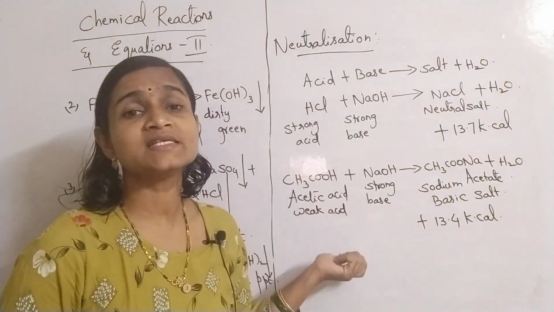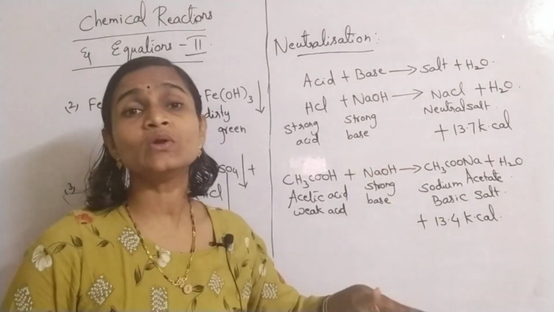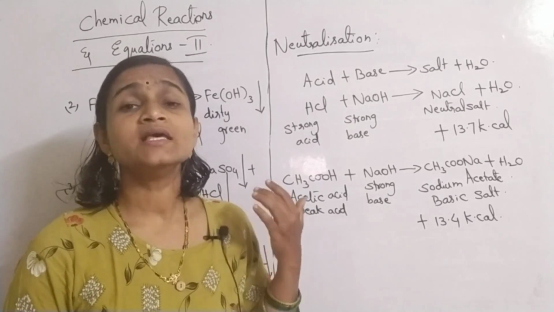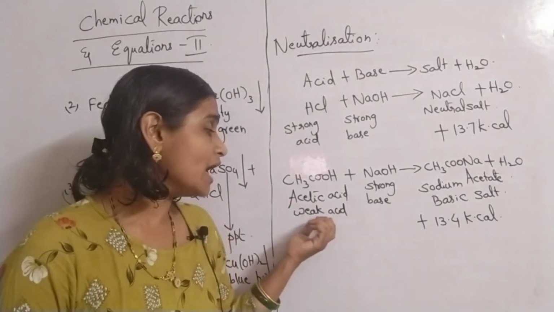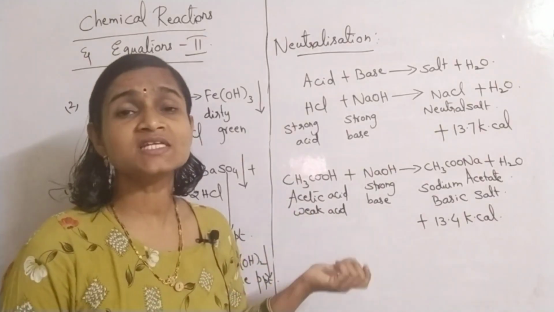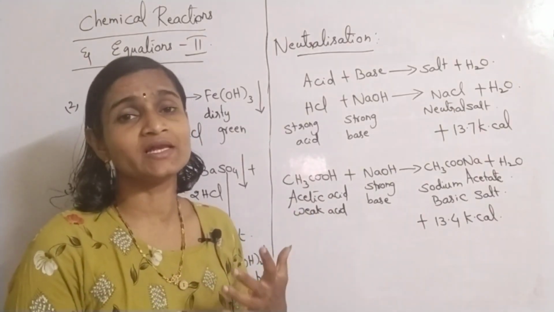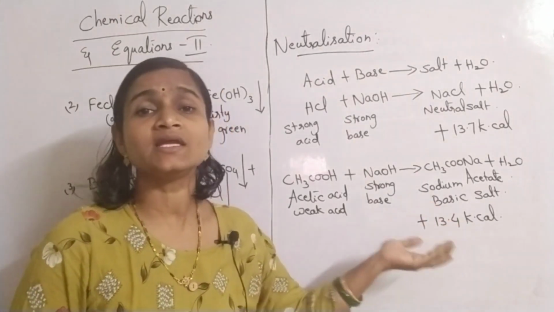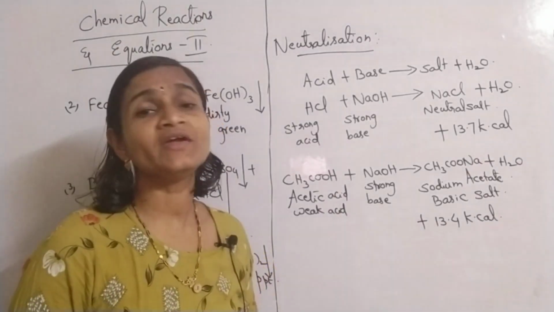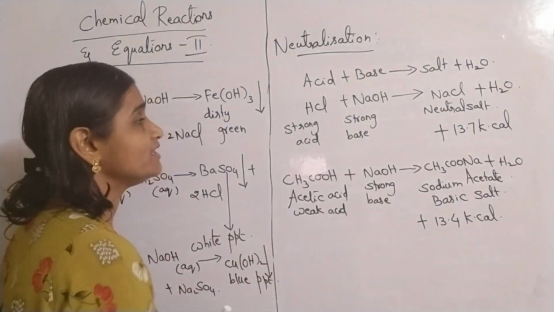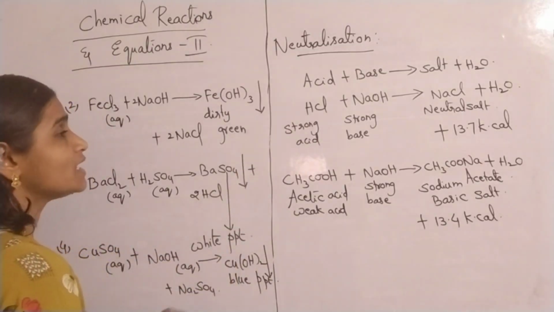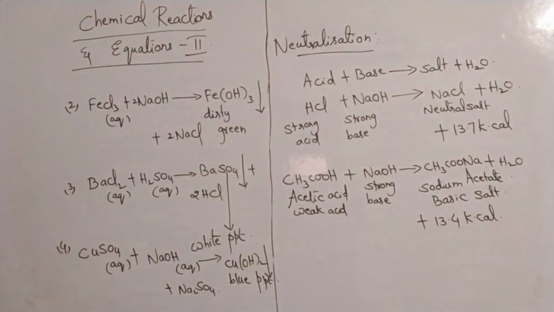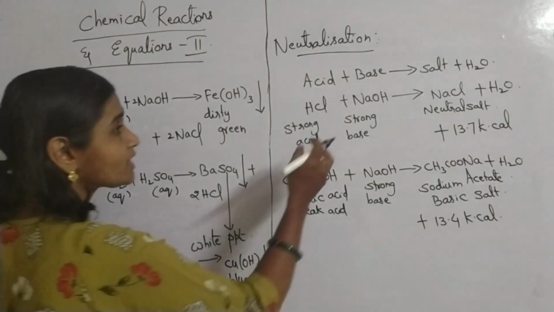For neutralizing this weak acid, 13.4 kilocalories only is released. That means that extra 0.3 kilocalories of heat is getting used up in order to ionize that weak acid. Because it is weak, it cannot get ionized quickly, so it requires some amount of heat. That's why the heat released here is still less comparatively than in case 1. So like this you have certain neutralization reactions in which acid and base give rise to salt and water.